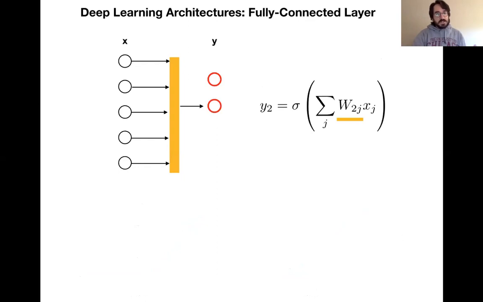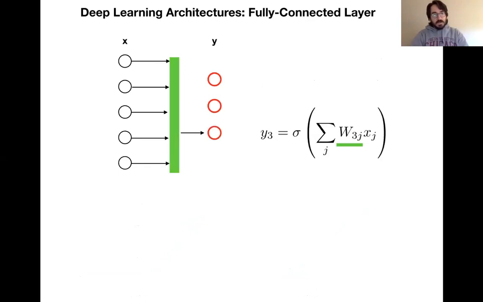You repeat the procedure with a different vector w2 to get the value y2. And to get y3, you choose yet another vector w3, and repeat the same procedure: multiply, take the dot product of w3 with x, send it through a nonlinearity to get the output.